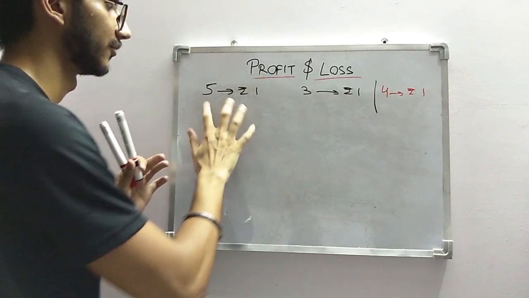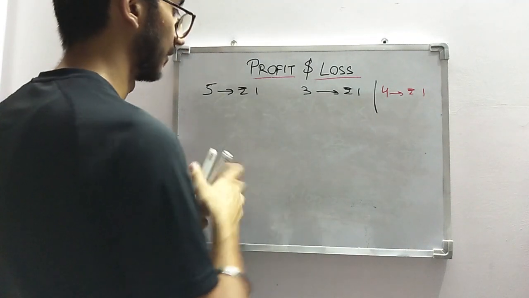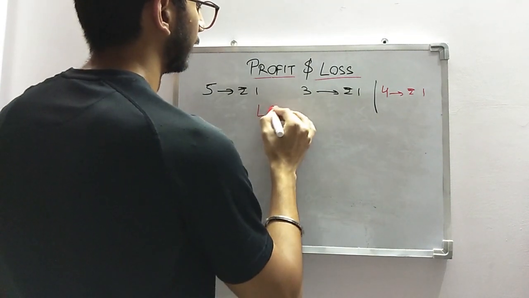So what we'll do is take the LCM of 5, 3 and 4, and the LCM comes out to be 60.